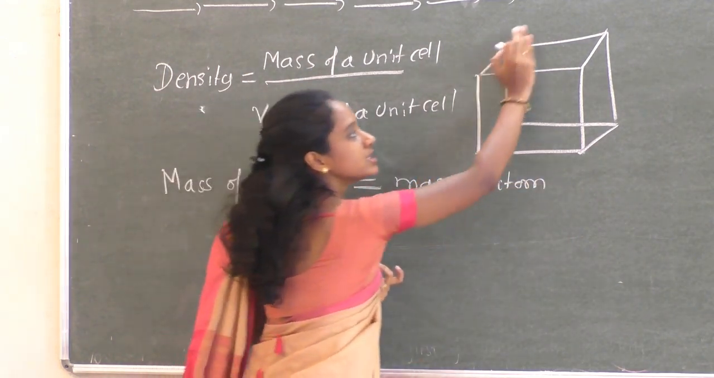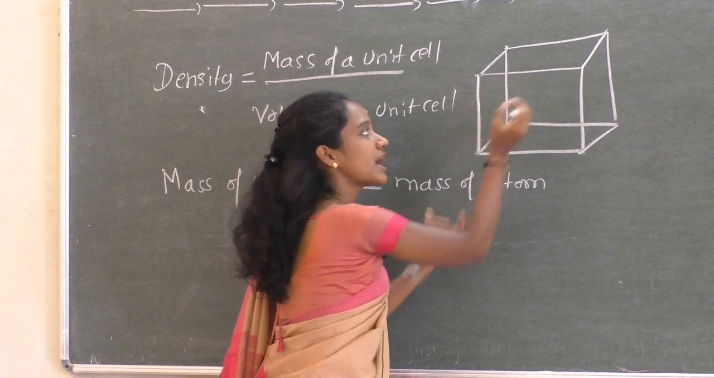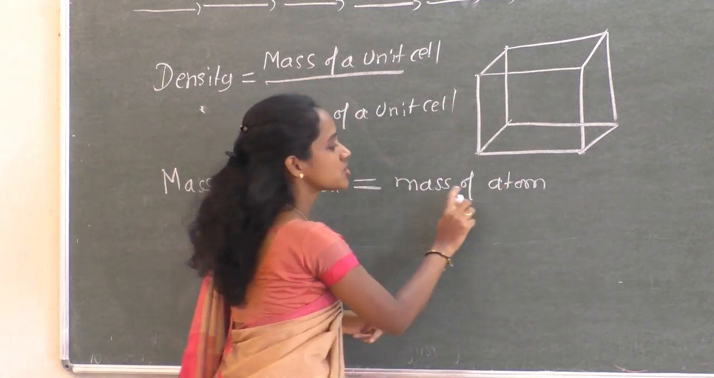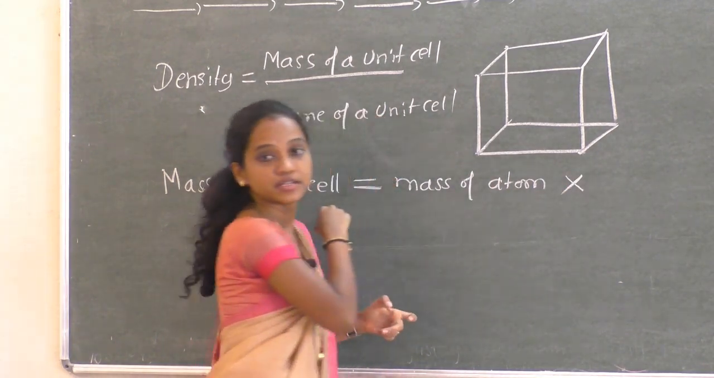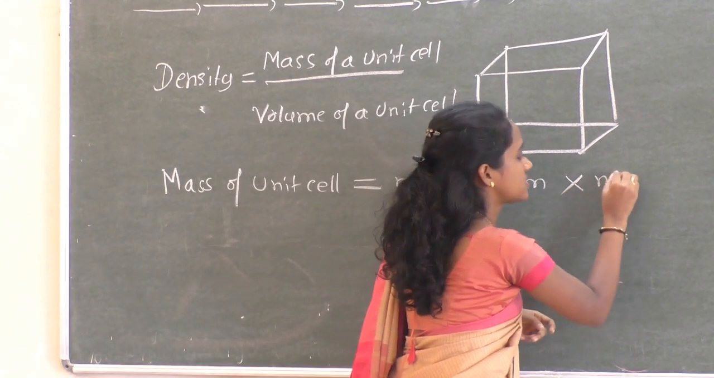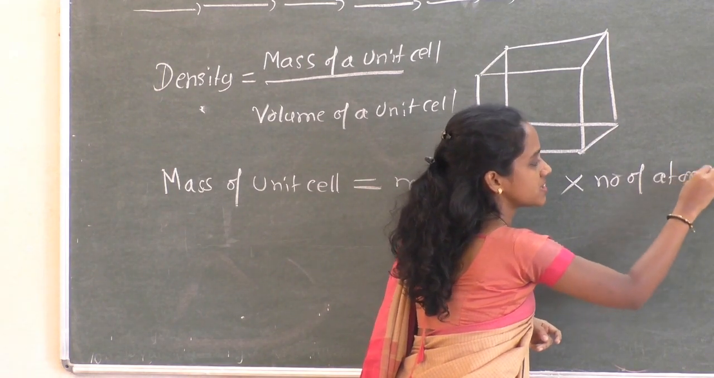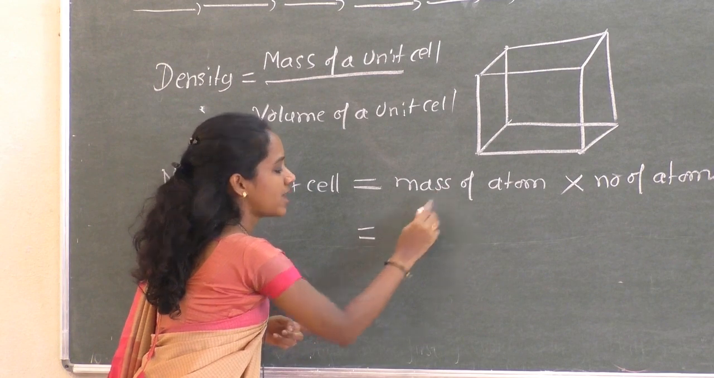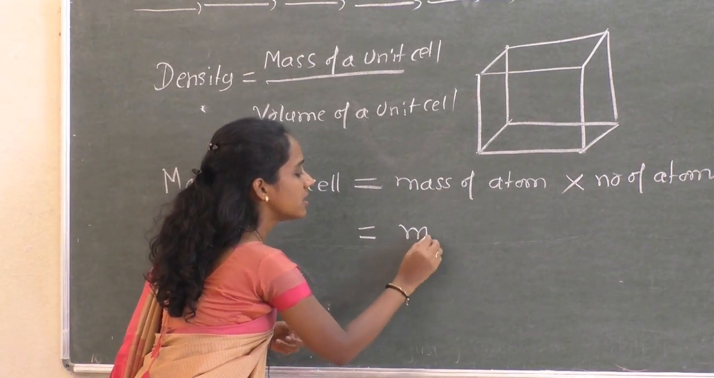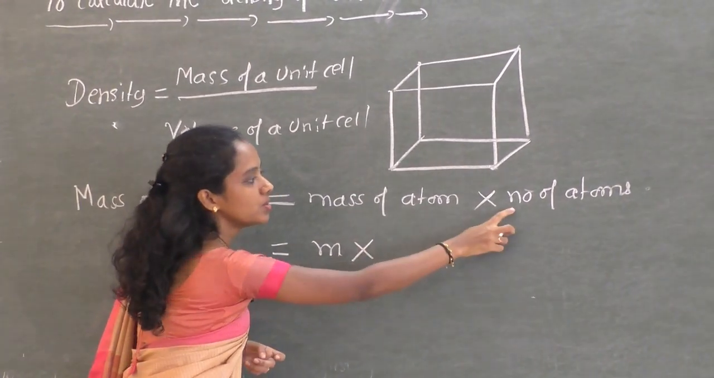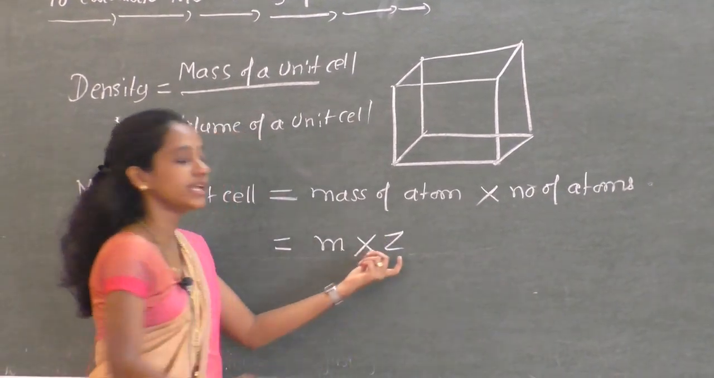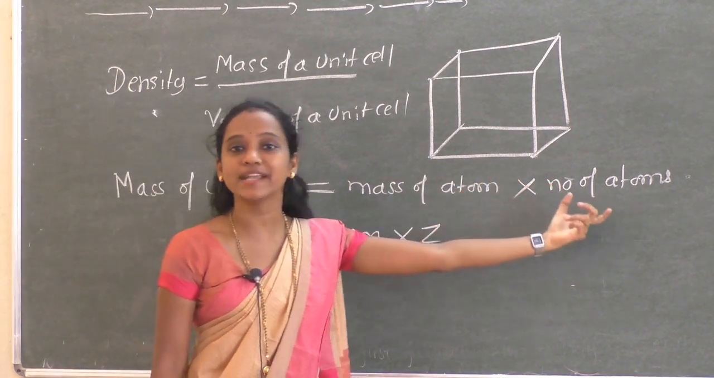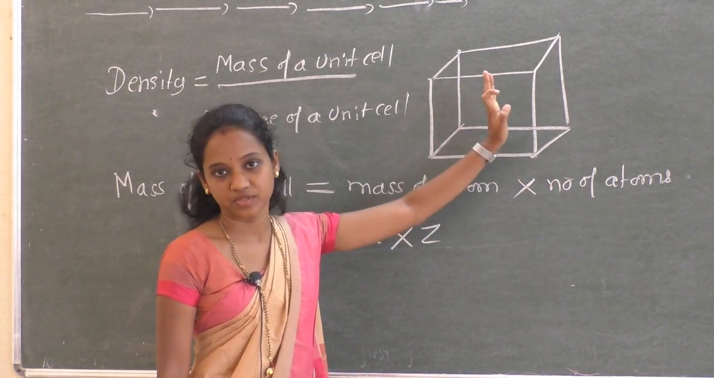So in order to calculate the mass of this overall unit cell, we need to calculate the mass of the atoms which are present here. So mass of atom and the number of atoms present. Clear? So I'll write like this: mass of atom, it is denoted by a small letter m, into number of atoms, it is denoted by the symbol small letter z, where z stands for the number of atoms present per unit cell. Okay.